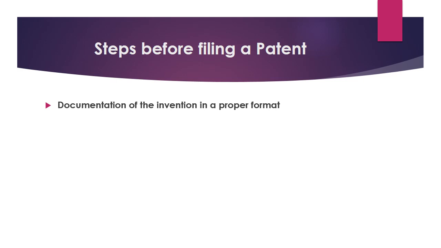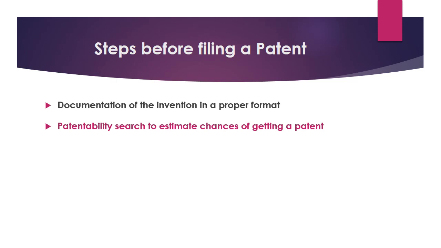Once you prepare this document of invention, in general terms we call it an invention disclosure. Once you take this invention disclosure from the inventor or prepare it for your own research work, the second step is a patentability search to estimate chances of getting a patent. Whenever you decide to go ahead for a patent, you should always do a patentability search. A patentability search will tell you whether your invention meets all the patentability criteria. I hope you all remember what the patentability criteria are. We have already learned them in the last lecture. Even if you don't know, we'll cover it in the next slide.